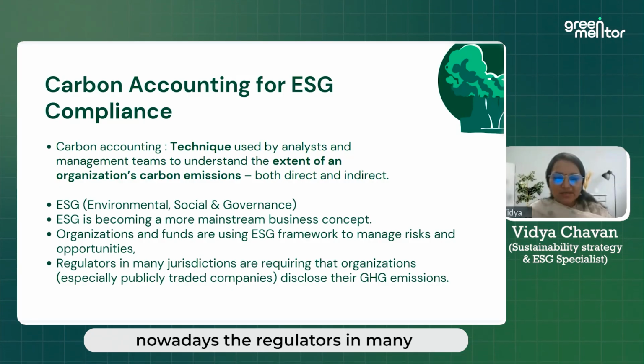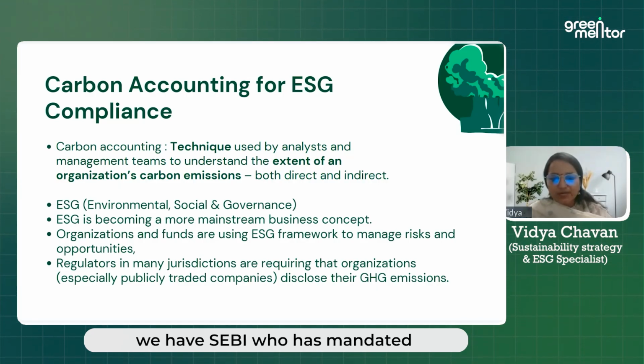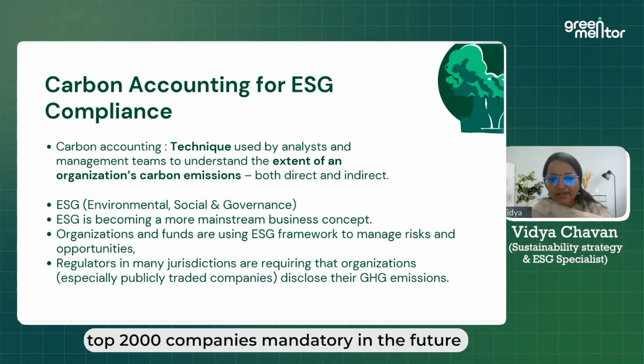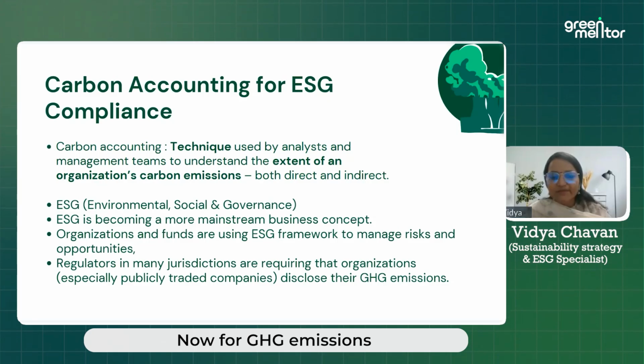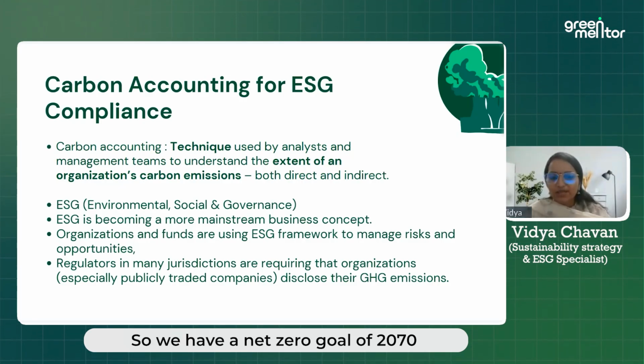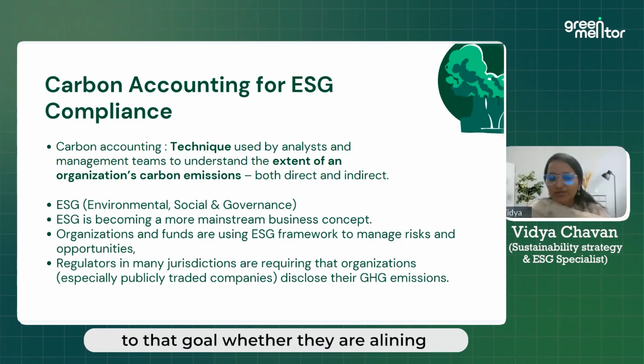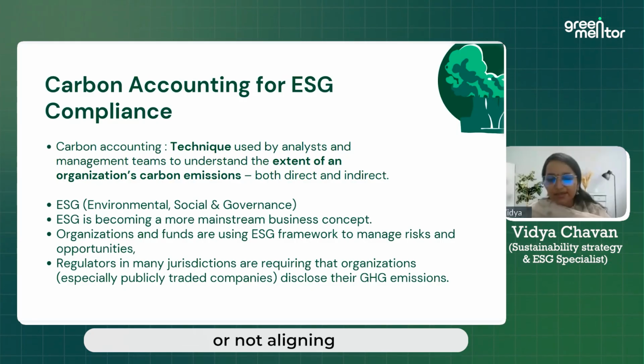And nowadays, the regulators in many jurisdictions need the organizations to disclose their GHG emissions. Like in India, we have SEBI, who has mandated BRSR reporting for the top 250 companies for FY25. Eventually, they want to bring the top 1,000 companies into the mandatory disclosure on GHG emissions. And it's not just disclosure; it is also their plan to impact the net zero ambitions of the entire nation. So we have a net zero goal of 2070 as a nation, and how these companies are going to contribute to that goal, whether they're aligning or not aligning, everything they need to disclose.